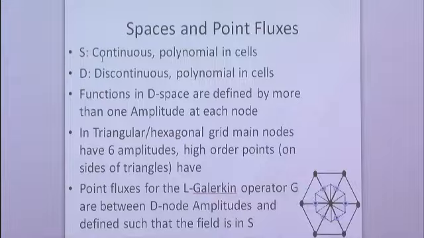I have spaces. S is a continuous polynomial space which fits together continuously. Then I have the discontinuous space. Derivatives are always done in the function space without approximation, so they make the continuous function discontinuous. And the discontinuous, of course, has more than one amplitude at one point, a right and a left value. And in a triangular grid, the main nodes have 6 amplitudes in the discontinuous space. And so the point is that I define these point fluxes to make this discontinuity again into a continuity.